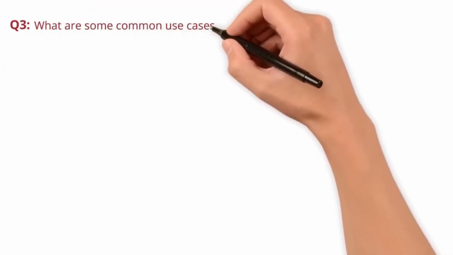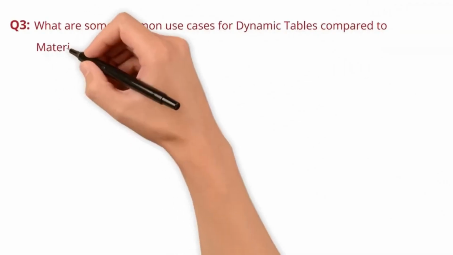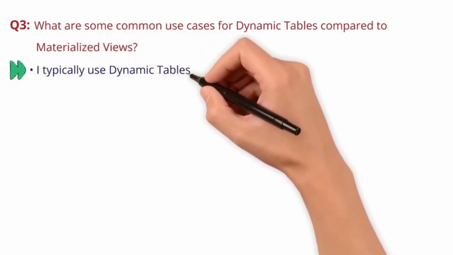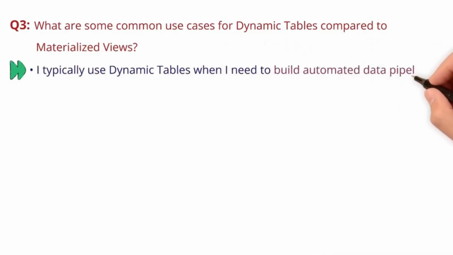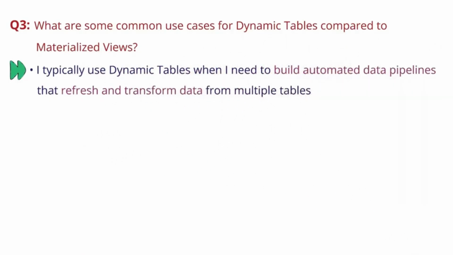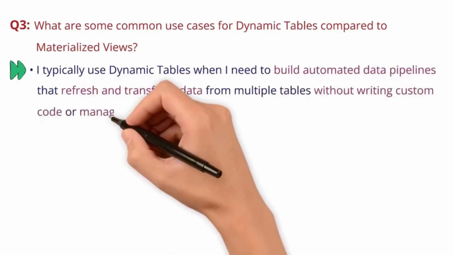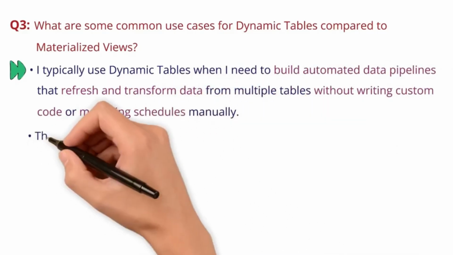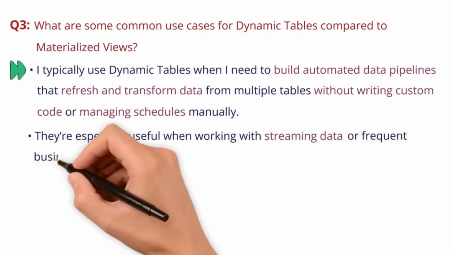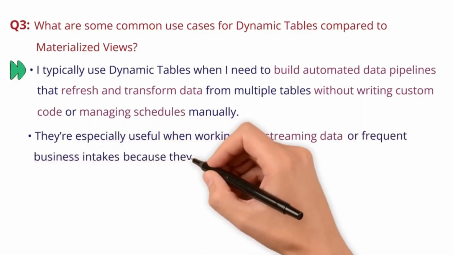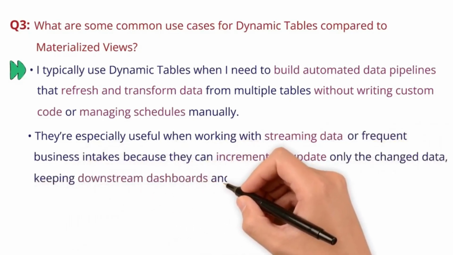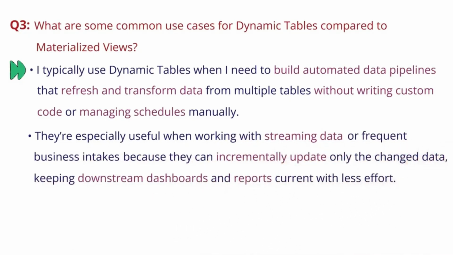What are some common use cases for dynamic tables compared to materialized views? Here is my answer. I typically use dynamic tables when I need to build automated data pipelines that refresh and transform data from multiple tables without writing custom code or managing schedules manually. They are especially useful when working with streaming data or frequent business intakes because they can incrementally update only the changed data, keeping downstream dashboards and reports current with less effort.